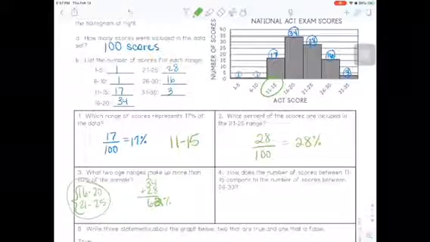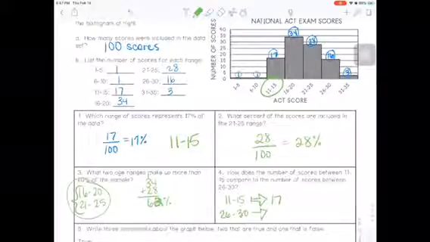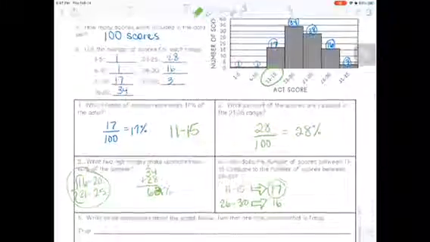All right, number 4, how does the number of scores between 11 and 15 compare to the number of scores between 26 and 30? So 11 to 15 is 17. And 26 to 30 is 16. So they're very similar. Not too far off from one another. This is just one more than 26 to 30. So I would say that those are pretty similar.